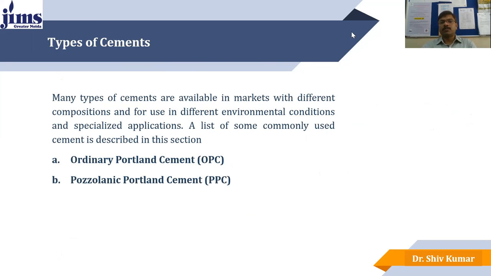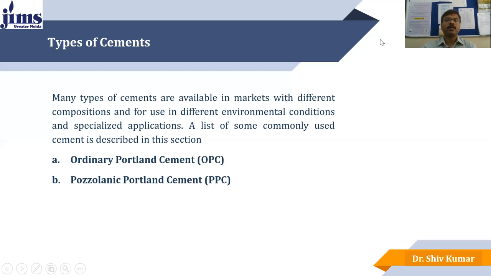Now, the types of cement. There are two types of cement available in the market, the first one based on the composition of different materials. So based on their chemical composition, the cements are divided into two categories. The first one is the ordinary Portland cement, which is commonly known as the OPC. And the next one is the pozzolanic Portland cement, which is commonly known as PPC.